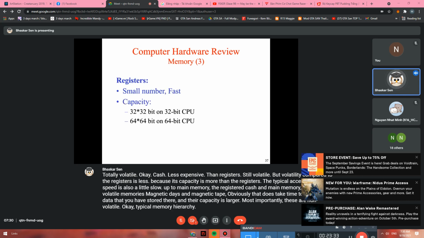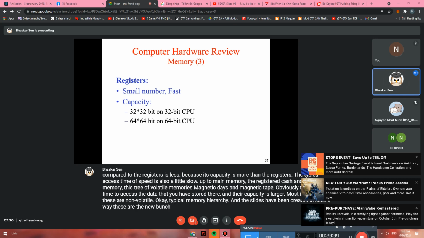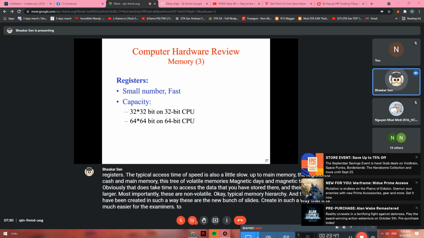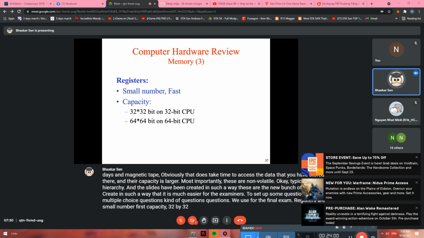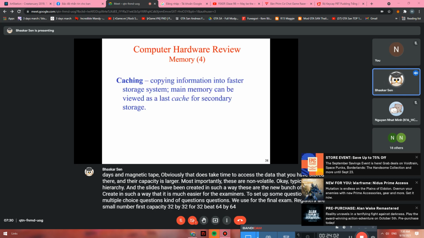The slides have been created in such a way, these are the new bunch of slides, created in such a way that it is much easier for the examiners to set up some questions, especially multiple choice questions, the kind of questions we use for the final exam. Registers: a small number, capacity 32 by 32 for 32-bit, 64 by 64 in 64-bit.